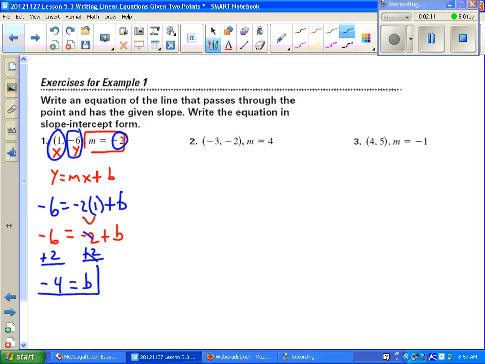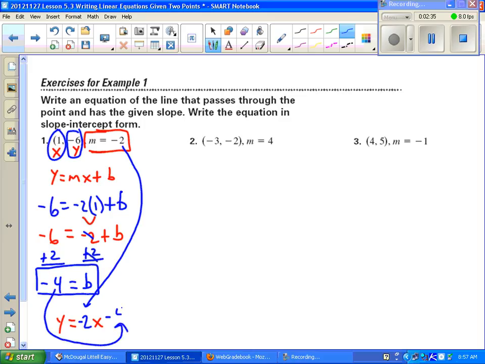So now we have a b value and we have an m value of negative 2, so we can write our equation. y equals, leave a space, and then x, and then just plug your values in. m's value is negative 2, so we'll plug it in right there. So y equals negative 2x, and then b's value is negative 4, so we'll plug it in as minus 4. y equals negative 2x minus 4.